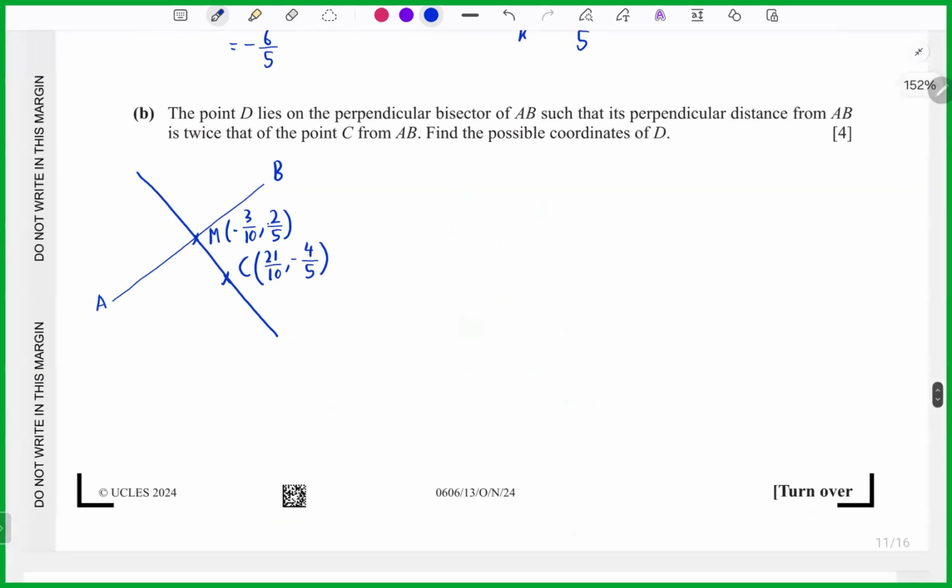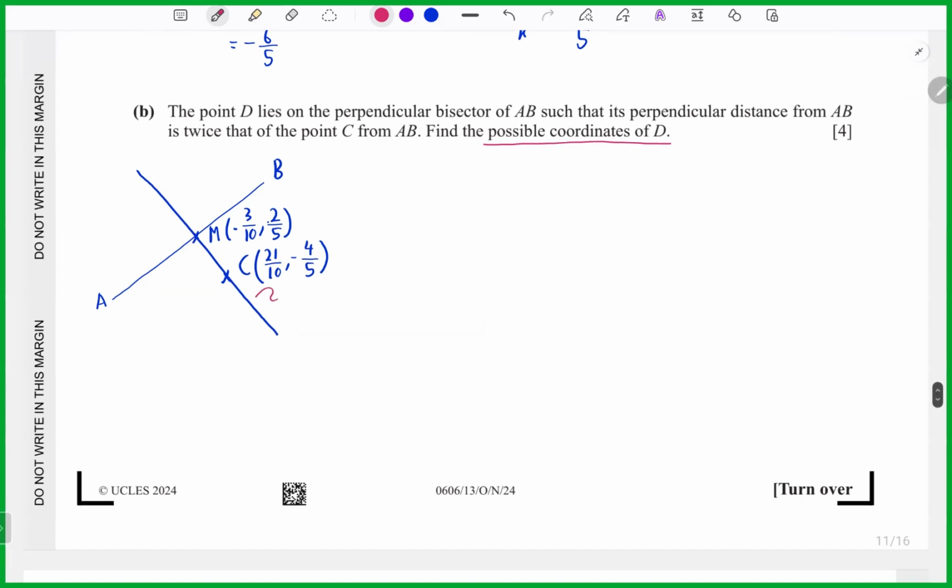Now the question: find the possible coordinates of D, right? Because the question didn't say whether the coordinate is more than C or less than C, because the question says possible coordinates of D, you need to consider two possibilities. I mean D2 and here is D1. You need to consider these two parts here.